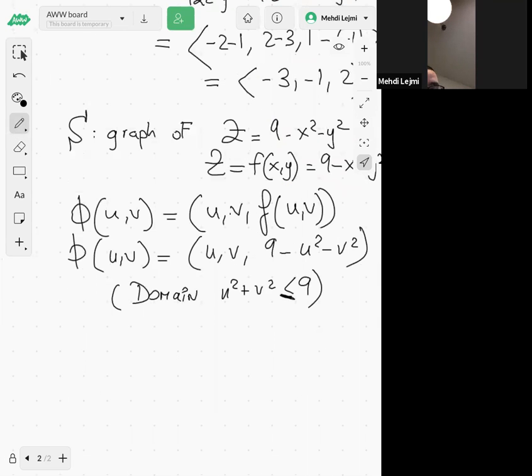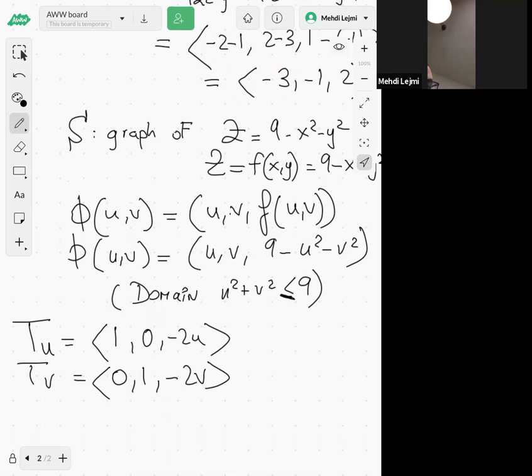Now we have to find the normal vector and see if the orientation is the one required in the problem. The derivative here is very simple: (1, 0, -2u). Very simple here too: (0, 1, -2v). The cross product gives my normal vector, T_u cross T_v, which in this case is (2u, 2v, 1).